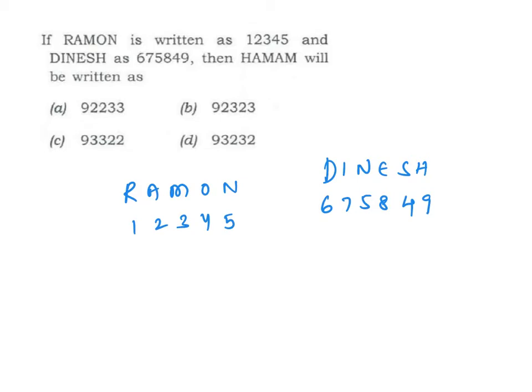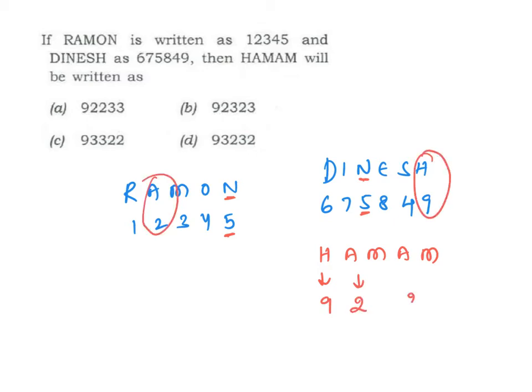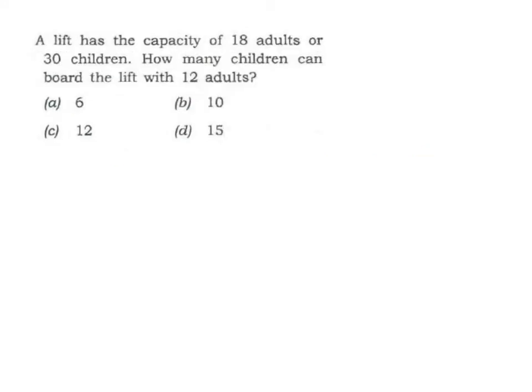So see here, N is written as 5 here, N is written as 5, which means the code for N is 5. In the same manner, HAMAM. Look at the code for H. H is 9. H is 9 here. A is 2, A is 2. M is 3, M is 3. Therefore, the code is 92323. So 92323. That's B.